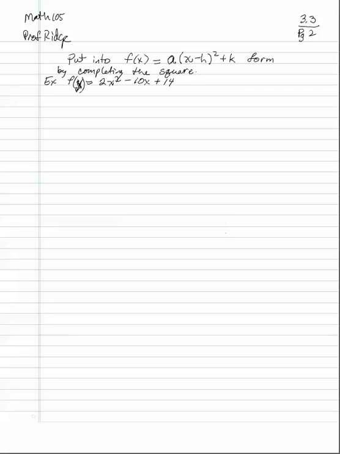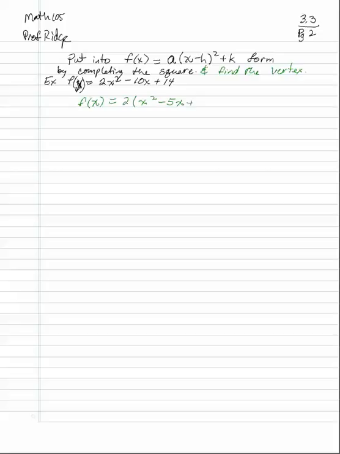All right, let's put f(x) into f(x) = a(x - h)^2 + k form by completing the square. We're going to use the completing the square technique so we can find the vertex. Our first step is to factor out the a from the first two terms only. So divide both of those by 2. A is 2 in this case.